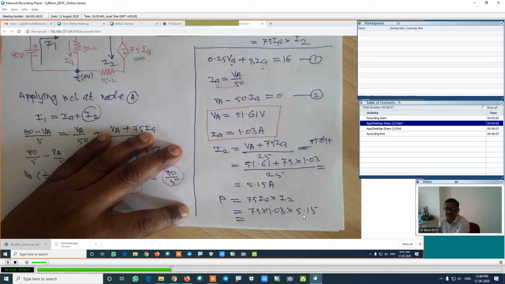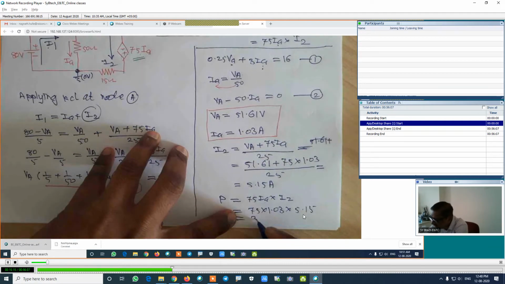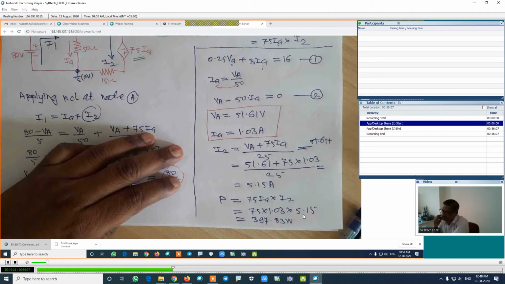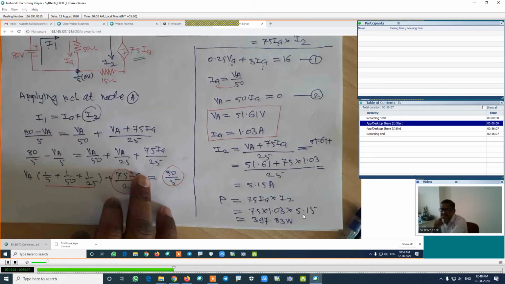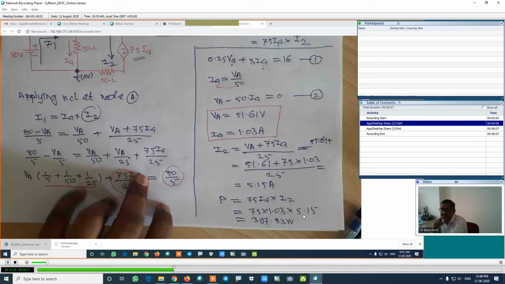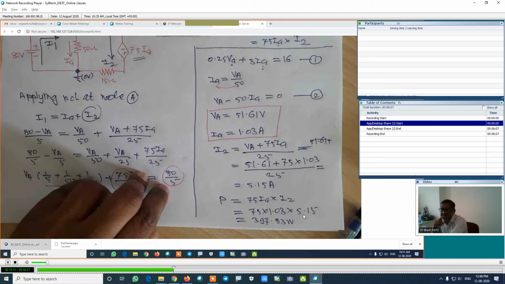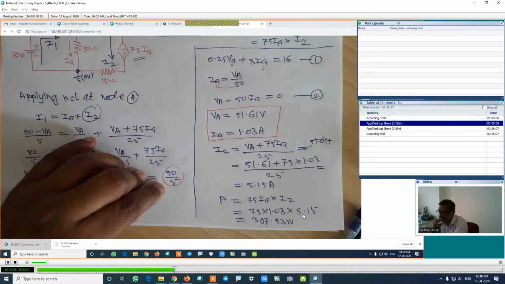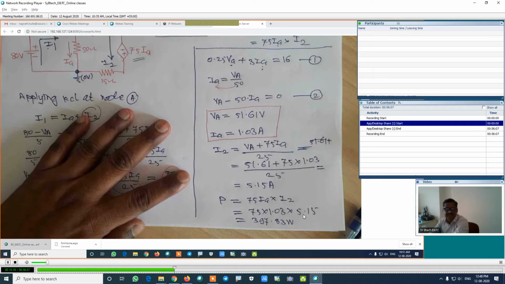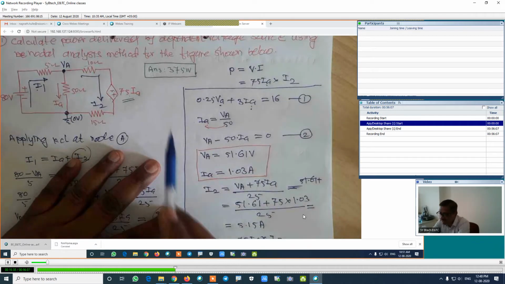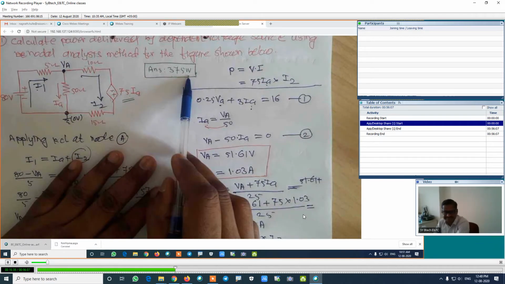Yes, Saurabh, unmute yourself. 397.83 watt. Anyone? So your answer is correct. Here 397.83 watt is the value of the power, but the answer I have found in the book is 375 watt.